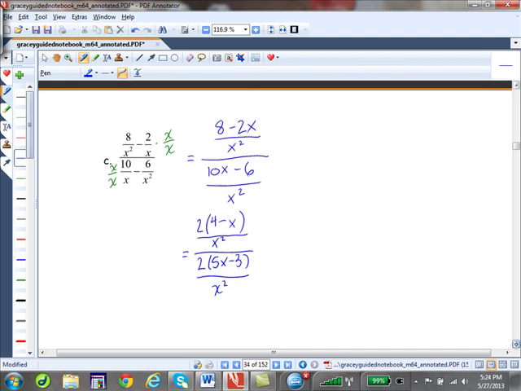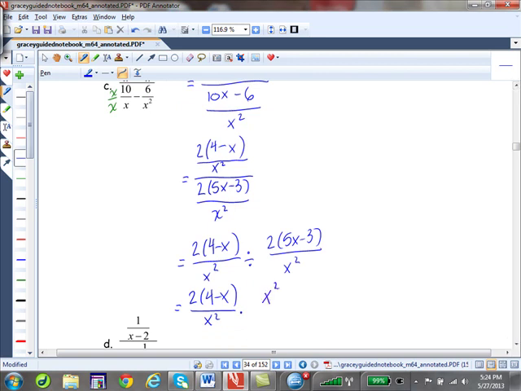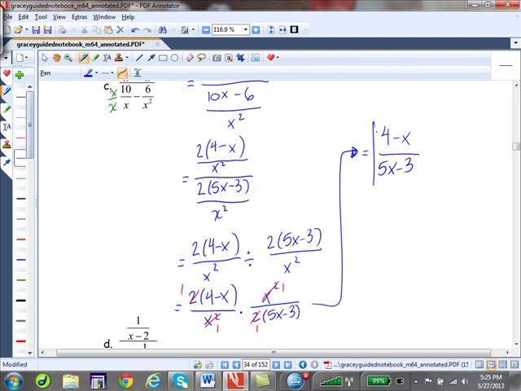And we will have 2 times (4 minus x) over x squared divided by 2 times (5x minus 3) over x squared, which will be the division problem. Or I'm sorry, we can switch it to a multiplication problem, like so. The x squareds divide out to be 1. The 2's divide out to be 1. So at the end of the day, we'll get a result of (4 minus x) over (5x minus 3), and we're all done.